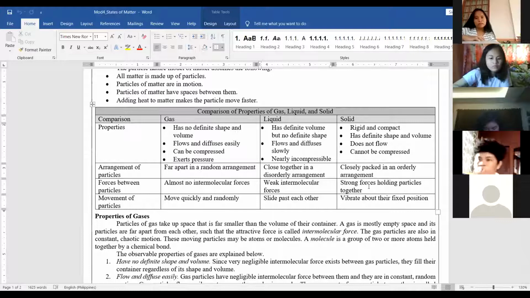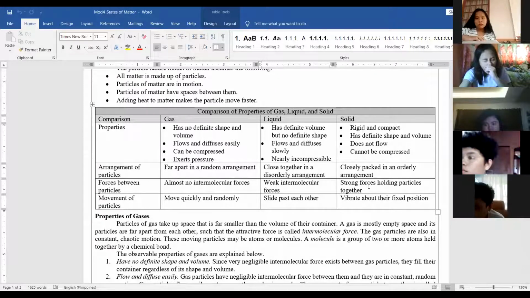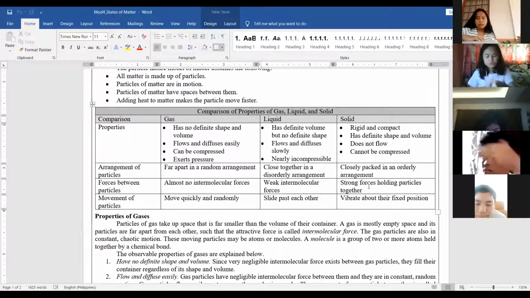And lastly, for movement of particles, gases move quickly. Liquids slide past each other, like what I said a while ago. But solids just vibrate with one another, because motion cannot be created since the particles are compacted with each other. So they just vibrate.